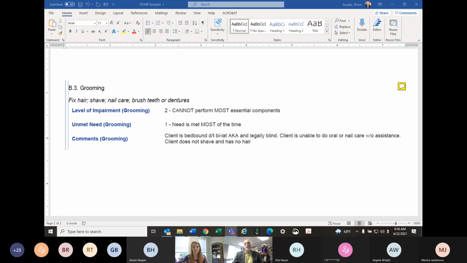Yeah, one of the purposes of the DONR that I didn't mention before is to measure changes over time. And that can look a variety of ways. So let's say I put in place some assistive technology. By definition, if I can perform the essential components with or without an assistive technology, I have no impairment. So my level of impairment may go down.